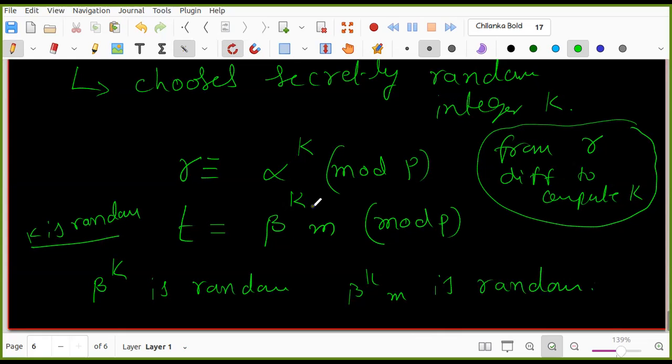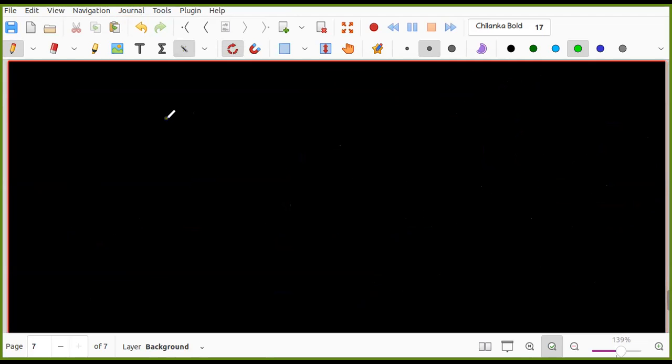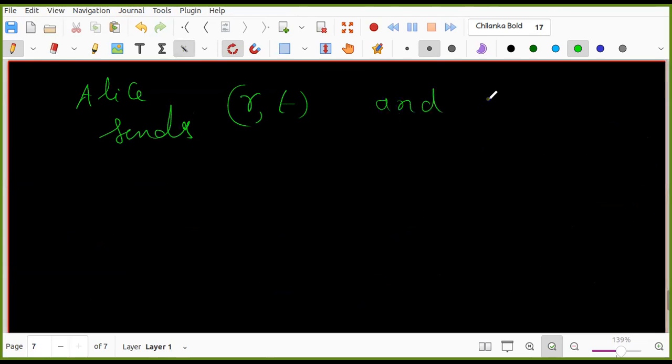Now what will Alice send to Bob? What is the secret? Alice sends R comma T. I am recalling a little fast because we have already done it. Can you recall what R is? R is simply alpha power K. What is T? Beta power K into M only. Very easy to remember, not complicated. R is alpha power K, T is beta power K into M, mod P everywhere.